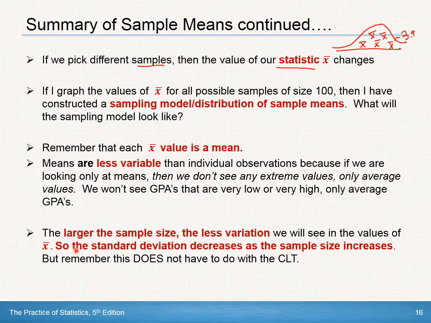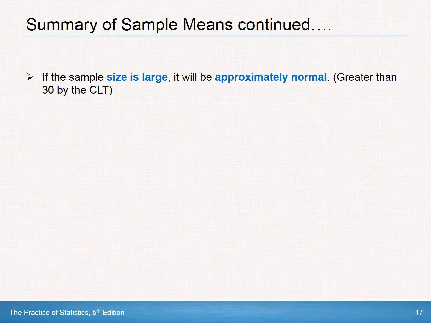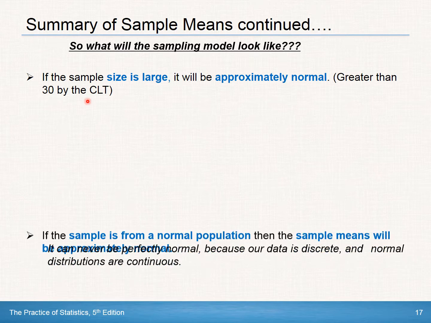The larger the sample size, the less variation we're going to see in X bar. So as the sample size increases, the standard deviation decreases. But remember, this does not have to do with the central limit theorem. The central limit theorem only has to do with the shape. Because remember, our standard deviation is the population standard deviation divided by the square root of n. So as the sample size increases, the standard deviation is going to decrease. If the sample size is large, it's going to be approximately normal. We have to know that n is greater than 30 by the central limit theorem.